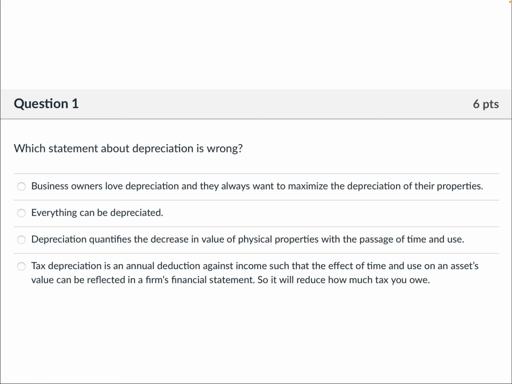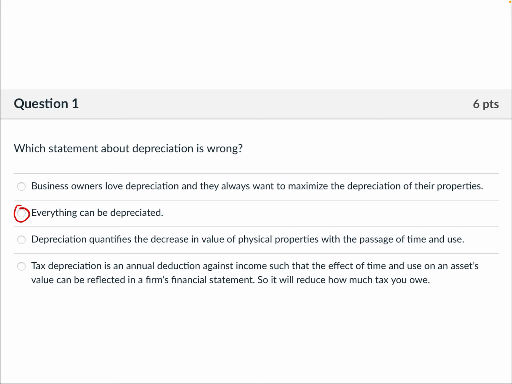So this one is to talk about the depreciation. Which one is wrong? Okay, business owners love depreciation. This is correct. And they always want to maximize the depreciation of their properties. Correct, because that will reduce their taxable income. And then everything can be depreciated. So this is wrong because like the land, workforce, and a diamond, gold, those things are not depreciated.